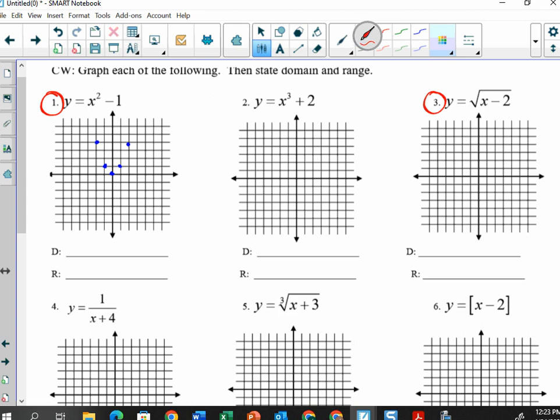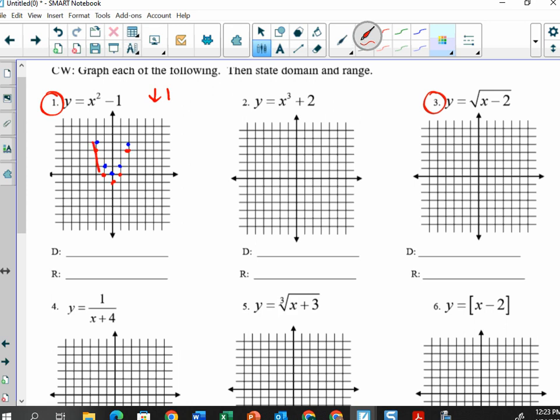All right, guys, number 1, what is the shift? Down 1, right? Okay, in blue, I put the parent graph dots. You can do that if it helps you. You can use different colors. I do not care. If you don't need them, also fine, as long as you are graphing correctly. So just move each one down 1.